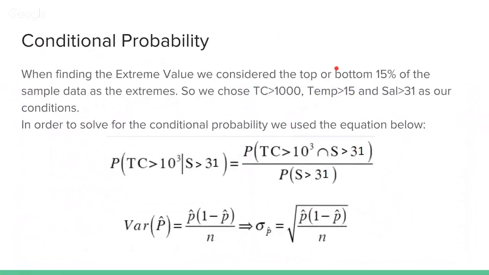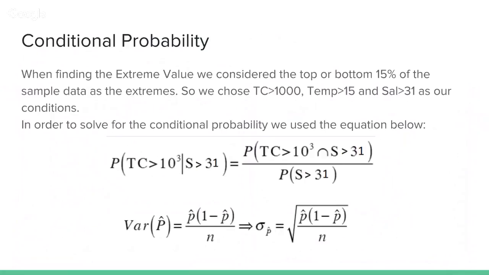All right. Continuing on the topic of correlations, what we did next was we found the conditional probability. When we do conditional probability, we first find the extreme values, and how we consider that is we look at the top or bottom 15% of the sample data as extremes. So in this case, we chose TC being greater than 1,000, conditioned on the temperature being greater than 15 and salinity being greater than 31.